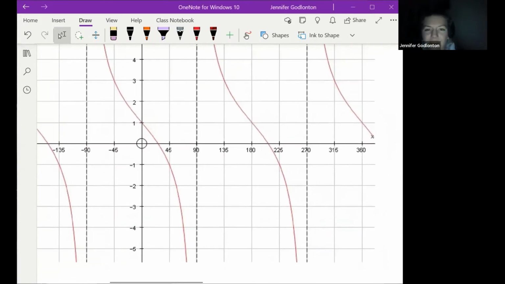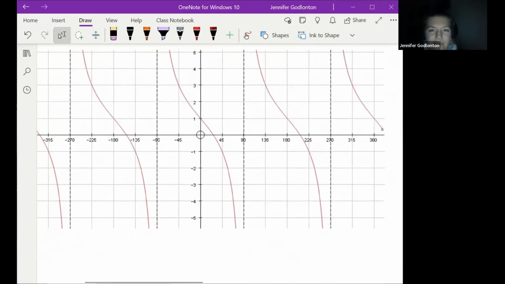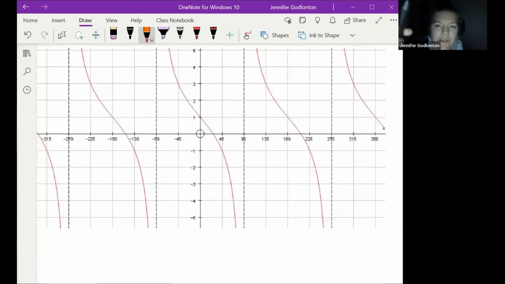Okay, let's try and talk through this graph. First thing that we're wanting to do is establish if there's been a shift, and that's that point over there. That 1 is telling us that there is a shift. It has shifted 1 up. That means that our q value is going to be 1. So right now we have y equals a tan x plus 1.